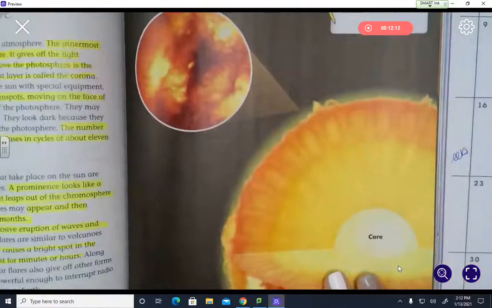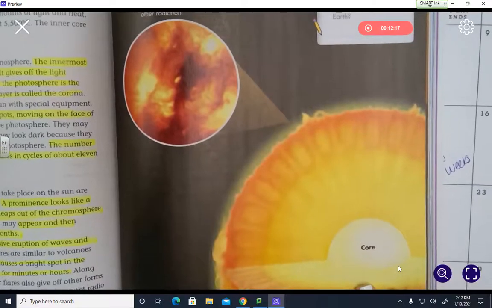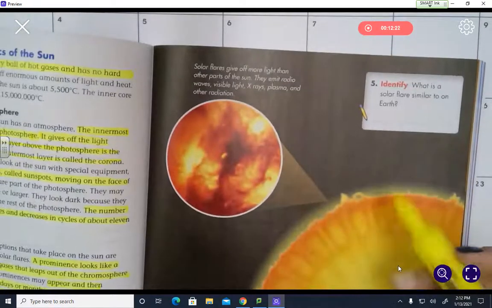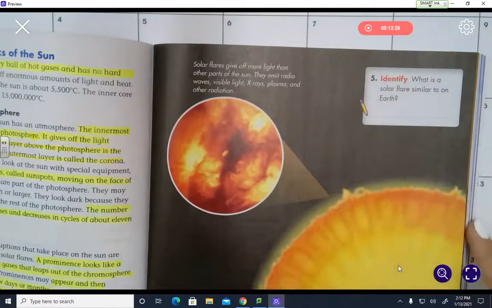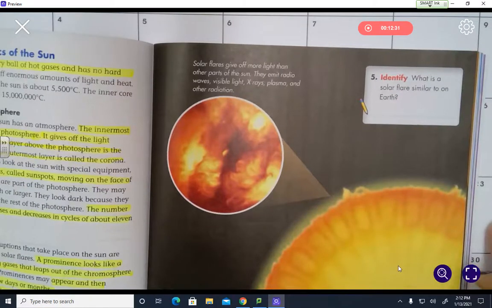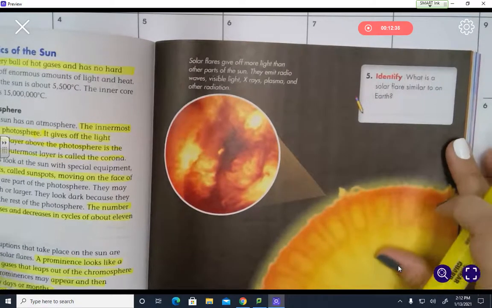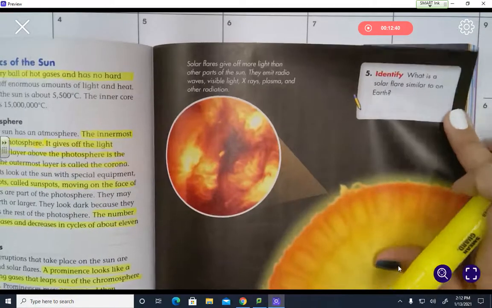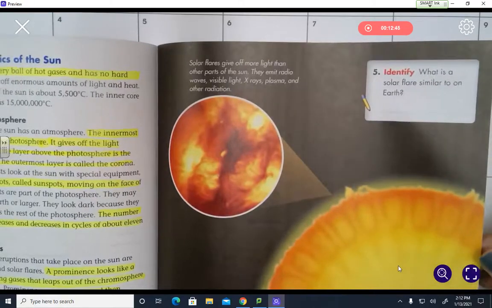And take a look at this page. You have the sun. Here's the core. Up here it says solar flares give off more light than other parts of the sun. They emit radio waves, visible light, X-rays, plasma, and other radiation. Number 5 asks, what is a solar flare similar to on Earth? And we answered that with reading over on the other page. Once you've answered those questions, turn the page and continue reading with us.